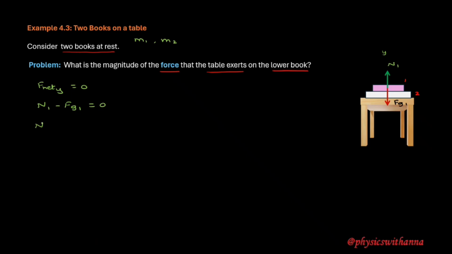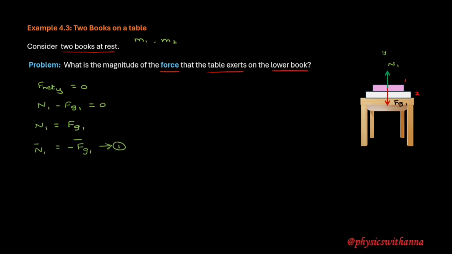Or you can write that the magnitude of the normal force on book 1 is equal to the weight of book 1. And if we want to rewrite this in vector format, you can write that N1 bar equals negative Fg1 bar. This means that the normal force on book 1 is equal in magnitude to the force due to gravity acting on it, or its weight, but is in the opposite direction, as you can see from the figure. Let me call this equation 1.